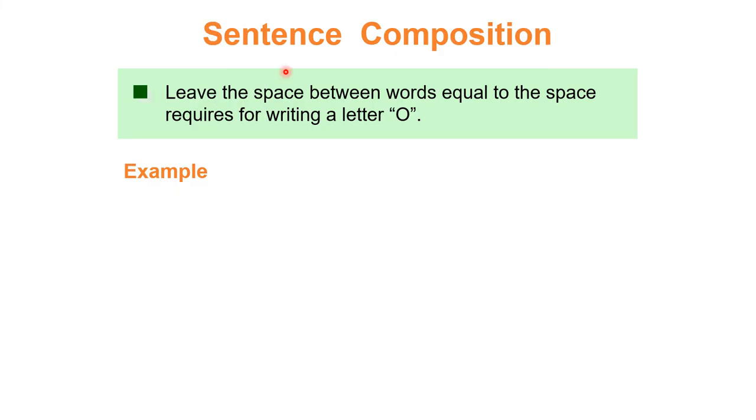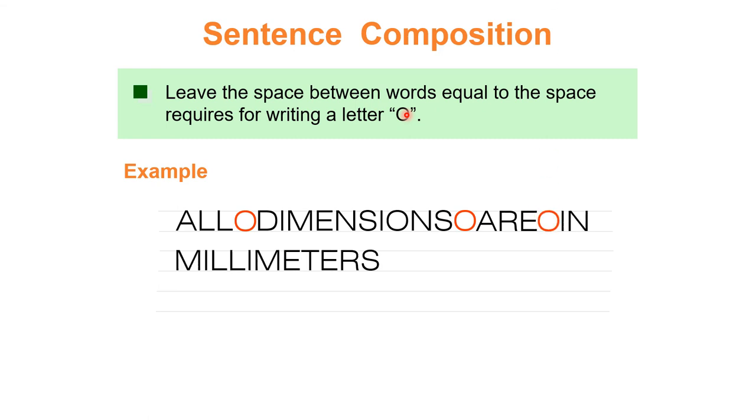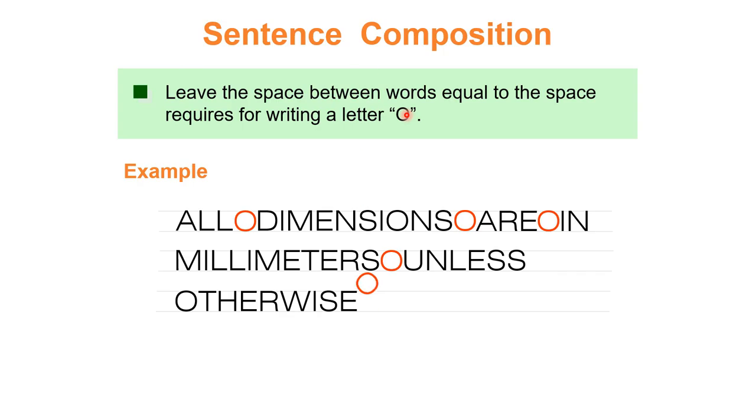Now there is one beautiful example here. When you write a word, the left space of the letter O here: all dimensions are in millimeters unless otherwise specified. Now I will remove the O letter. Here you can see now the best written lettering that we use on drawings: all dimensions are in millimeter unless otherwise specified. That's how we do lettering in engineering drawing.